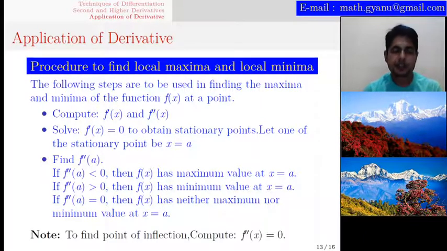Note, sometimes we will be asked to find the maximum and minimum value of the function and the point of inflection. To find the point of inflection, simply set the second derivative equal to 0, and solving it, you will get the values of x, and these values of x are known as stationary points.